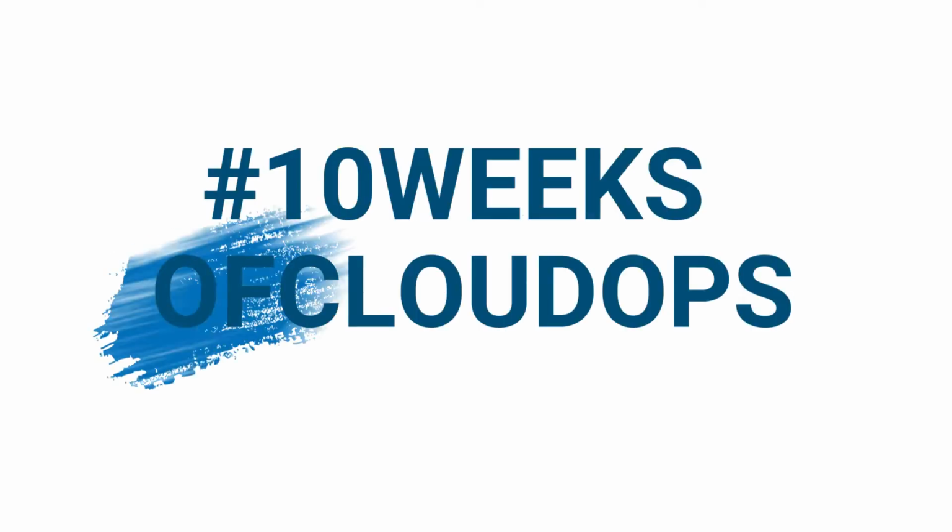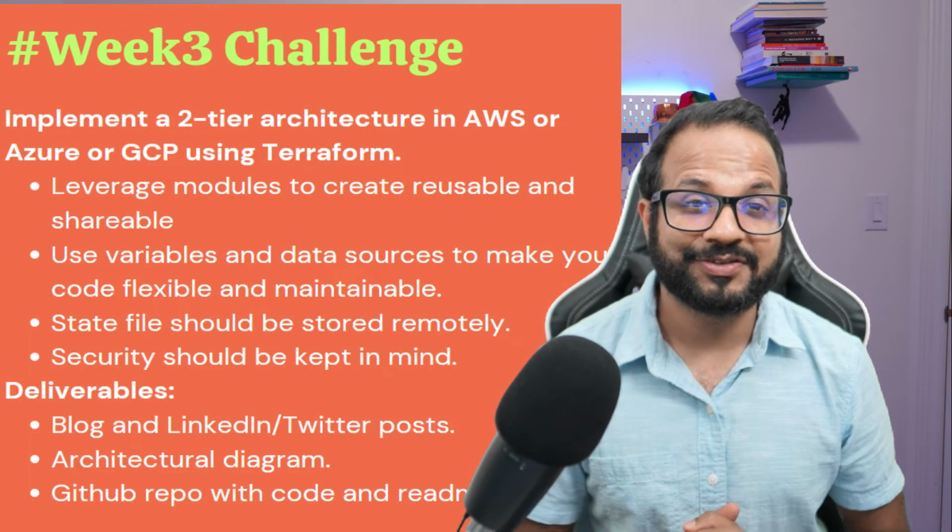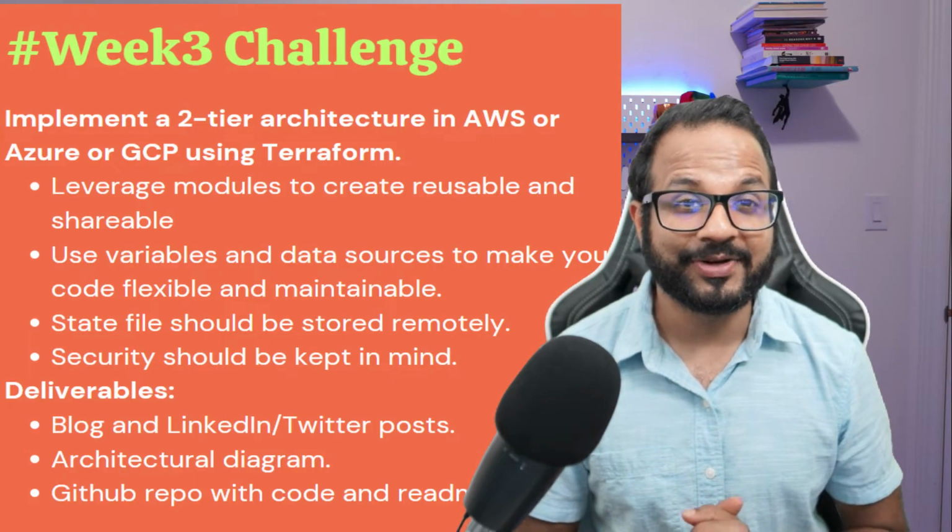My name is Piyush and this is the third video for 10 weeks of CloudOps. If you have not heard this name before, feel free to check out this video in which I have explained everything about the challenge. The task for challenge 3 was this, in which we were supposed to create a two-tier architecture in the cloud provider of your choice, either AWS or GCP or Azure, and it has to be done with the help of an infrastructure as code tool such as Terraform.